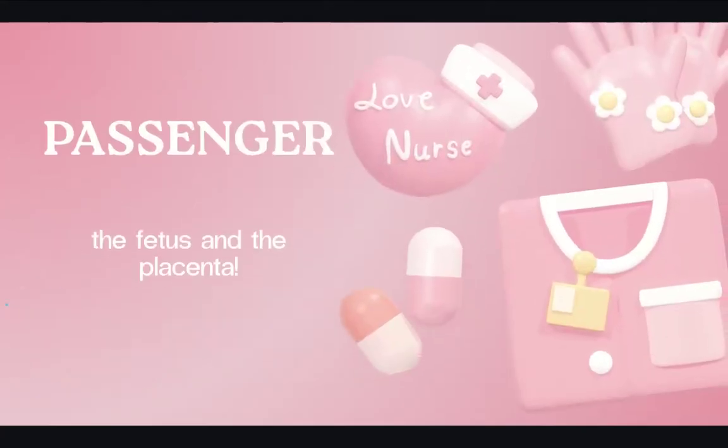All right, passenger. The next P is obviously passenger, and this is going to include the fetus and the placenta. So it's how the fetus is positioned as well as how they are aligned. That plays a major role with how smoothly labor can progress.